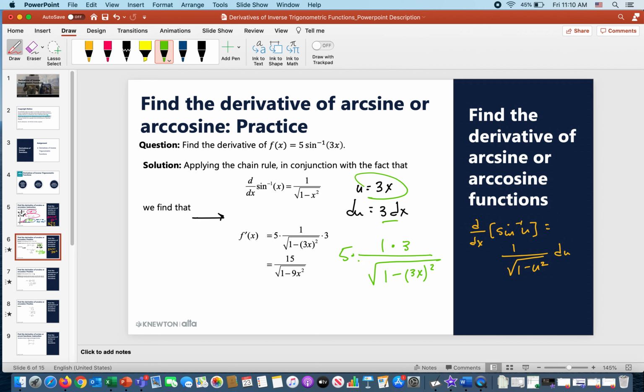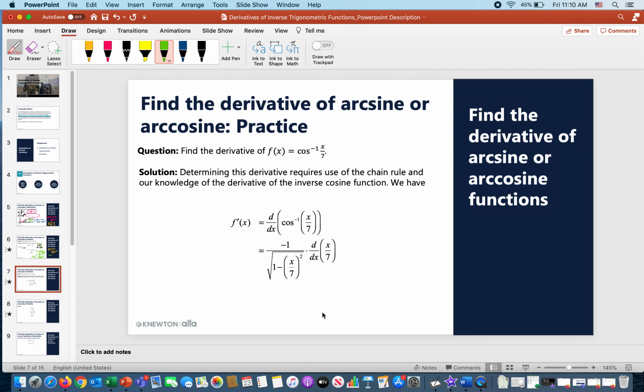So when I multiply this out, 5 times 3 is 15 over the square root of 1 minus. When I square 3x, I multiply it by itself. That's 9x squared. Okay, so the derivative here, f prime of x, is 15 over the square root of 1 minus 9x squared. Right here, I've got the inverse cosine of x over 7.